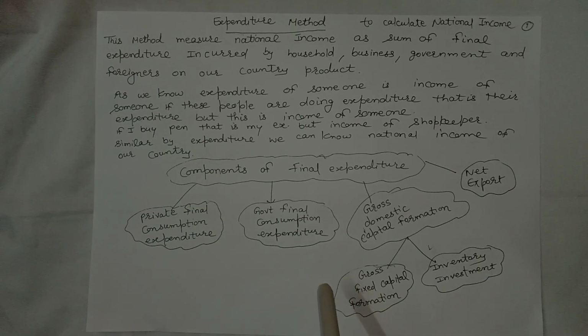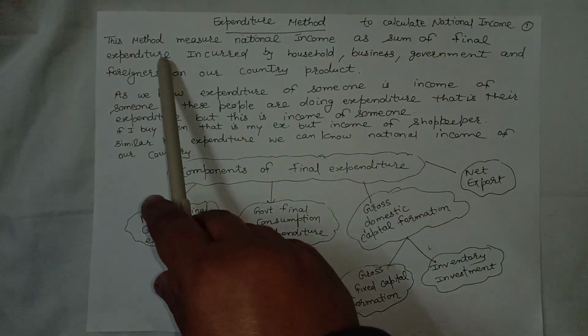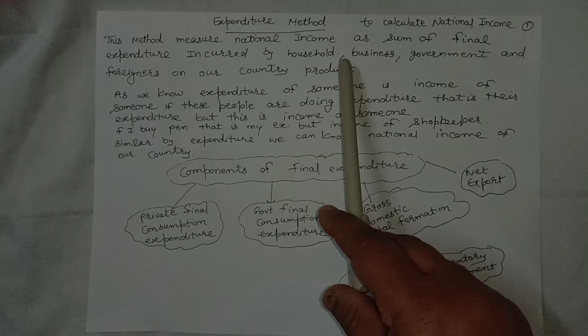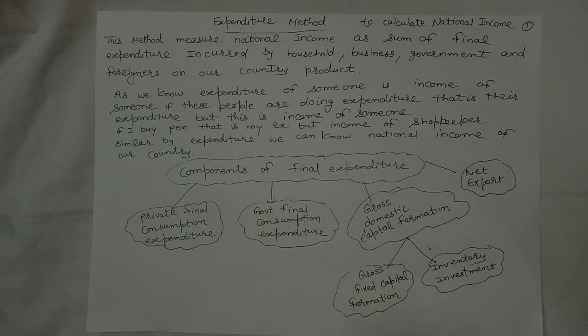So let's start. This method measures national income as the sum of final expenditure incurred by households, businesses, government and foreigners on our country's product. Listen carefully. As we know, the expenditure of someone is the income of others.